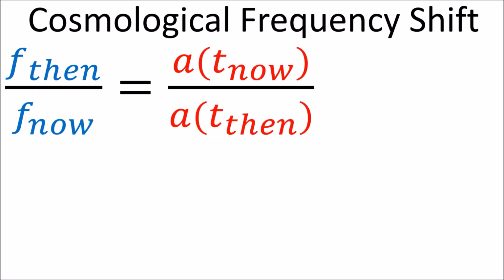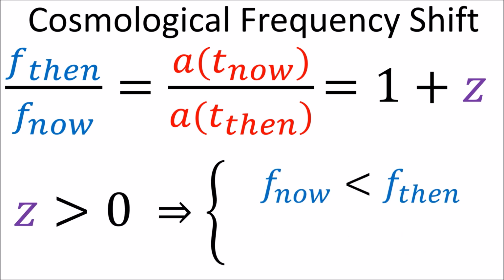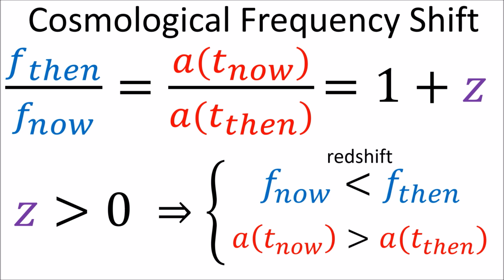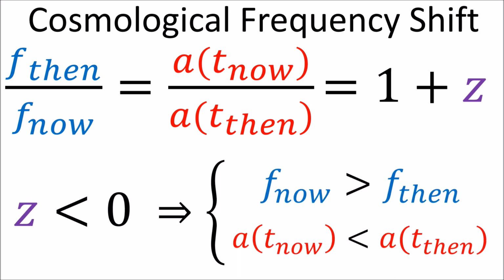This is the formula for cosmological frequency shift, which keeps track of how the frequency of light changes due to the expansion or contraction of the universe. This ratio is sometimes written as 1 plus z. Z equals 0 means the emitted and received frequencies are equal, and no frequency shift happens. Positive z means the emitted frequency is larger than the received frequency, indicating redshift happens. This happens in an expanding universe, where the scale factor grows over time. A negative z means the emitted frequency is smaller than the received frequency, indicating blue shift happened. This happens in a contracting universe where the scale factor shrinks.